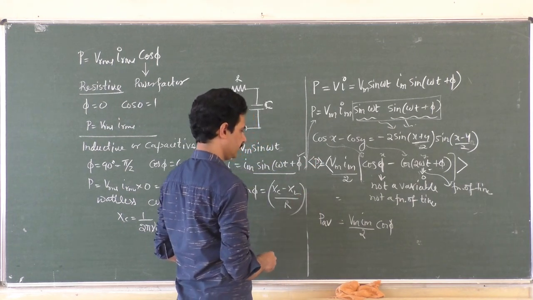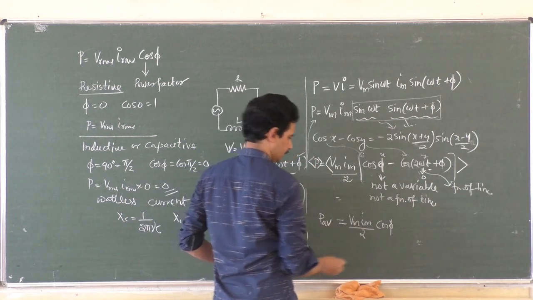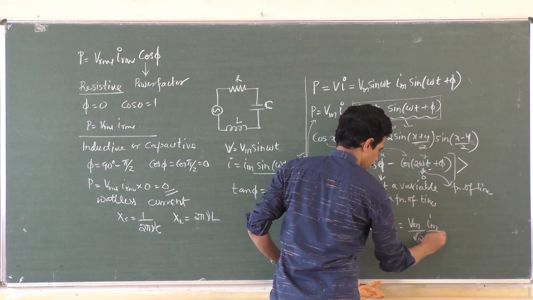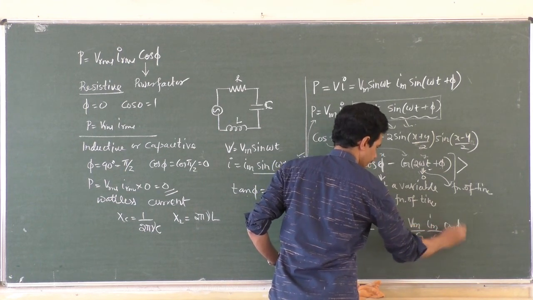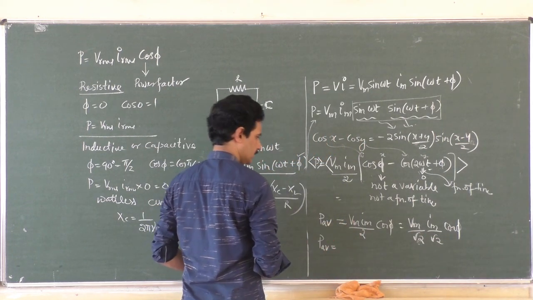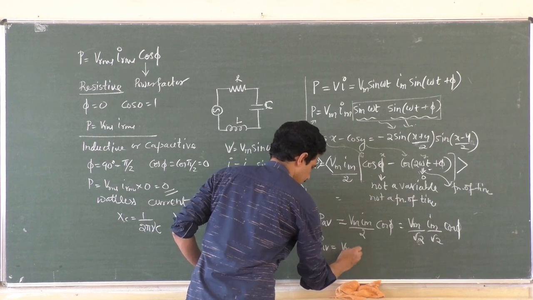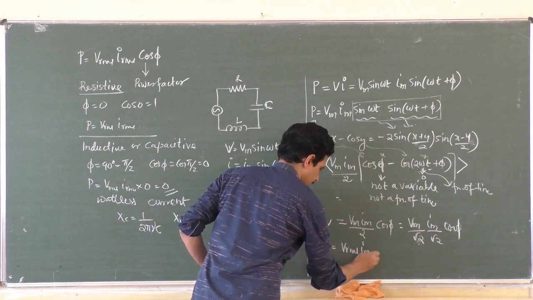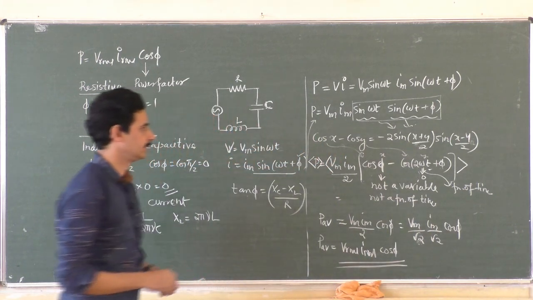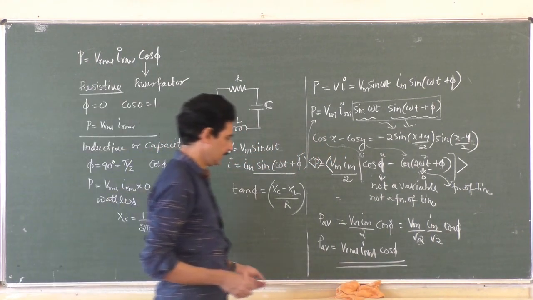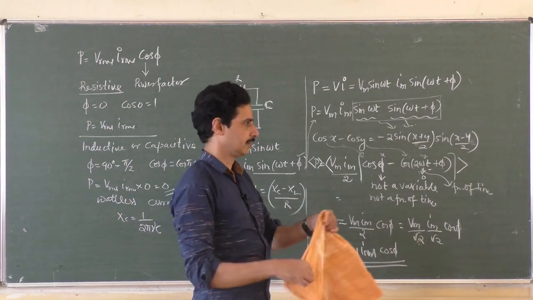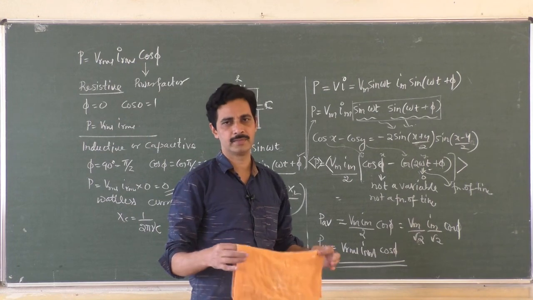Average power dissipated is Vm Im by 2 into cos phi, that is Vm by root 2, Im by root 2 into cos phi. So what is average power dissipated in an AC circuit? Average power is equal to Vrms into Irms into cos phi. This is the formula, right? So I think you have followed it, right? Even in the case of resistor and capacitor we do that, right?